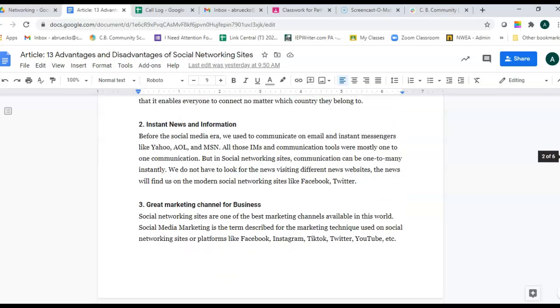Number 2, instant news and information. Before the social media era, we used to communicate on email and instant messages like Yahoo, AOL, and MSN. All those IMs and communication tools were mostly one-to-one communication. But in social networking sites, communication can be one-to-many instantly. We do not have to look for the news visiting different news websites. The news will find us on the modern social networking sites like Facebook and Twitter.